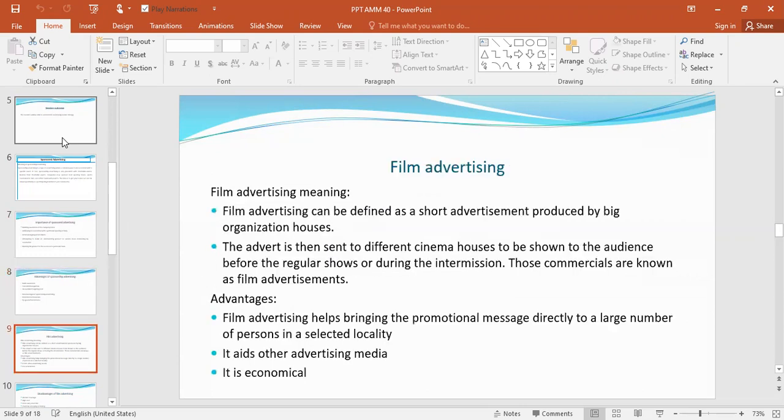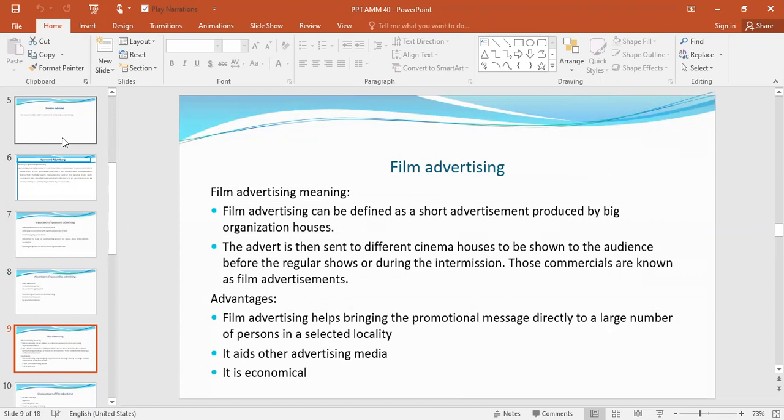Now let us move on to film advertising. Film advertising can be defined as a short advertisement produced by big organization houses. The advert is then sent to different cinema houses to be shown to the audience before the regular shows or during the intermission. Those commercials are known as film advertisements.